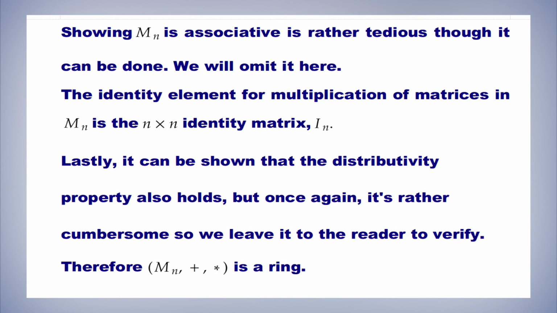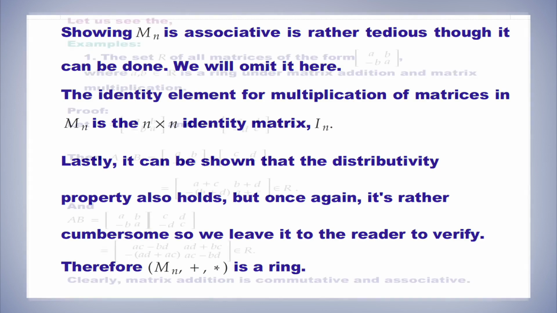The identity element for multiplication of matrices in Mn is the n by n identity matrix In. Lastly, it can be shown that the distributivity property also holds, but once again it's rather cumbersome, so we leave it to the readers to verify. Therefore, Mn under addition and multiplication is a ring.